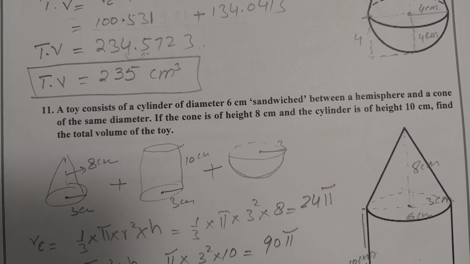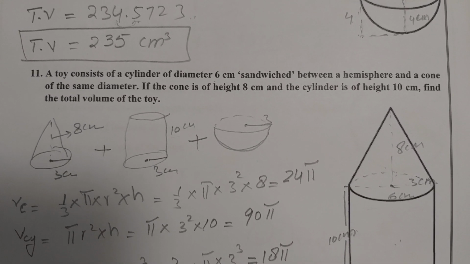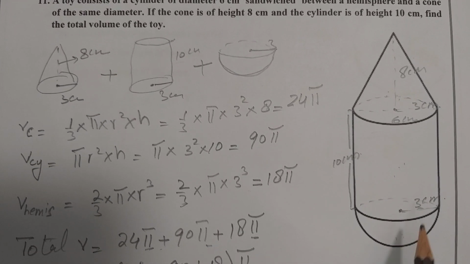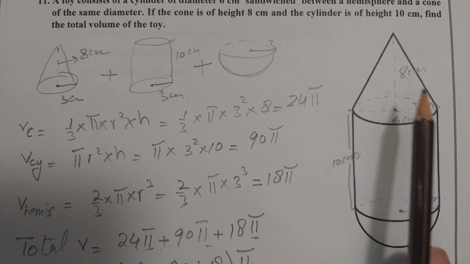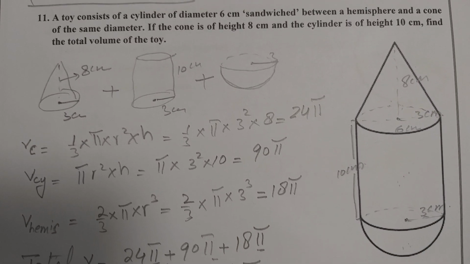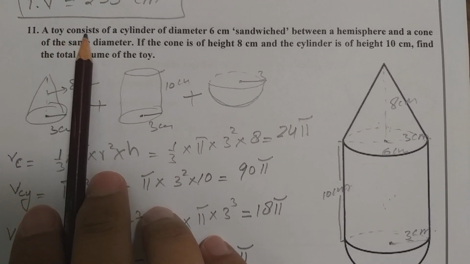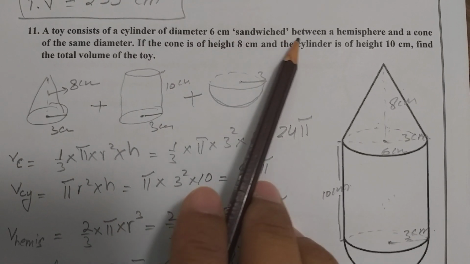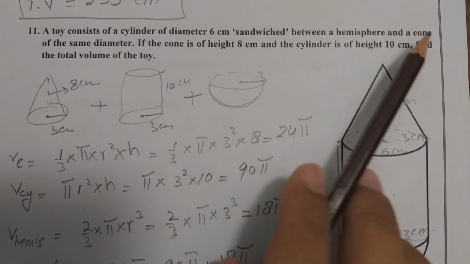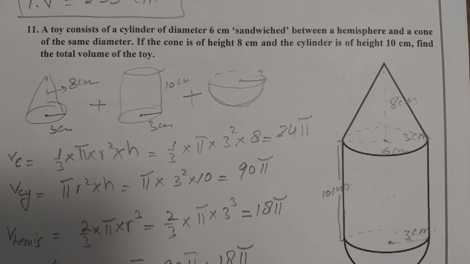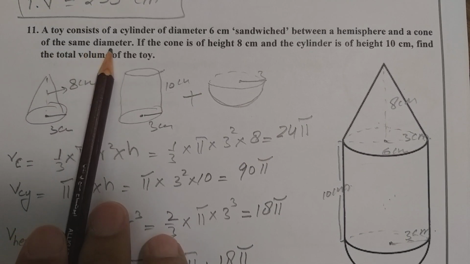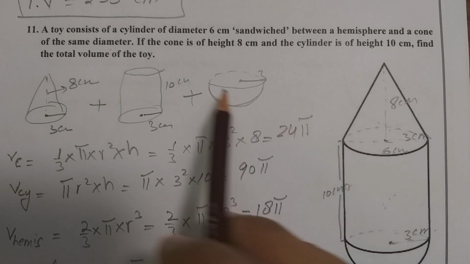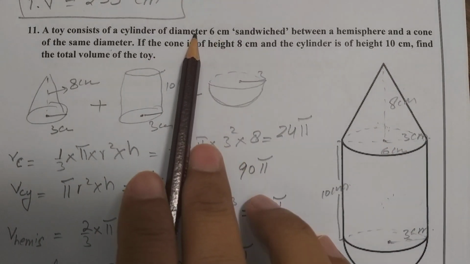Question number 11, also we are given a composite shape. In this composite shape we are given a cone, a cylinder, and a hemisphere. So it is the combination of three objects: cone, cylinder and hemisphere. In the question, a toy consists of a cylinder of diameter 6 centimeter sandwiched between a hemisphere and a cone of the same diameter. So the diameter for the hemisphere, the cone and the cylinder is all the same, which is 6 centimeter.